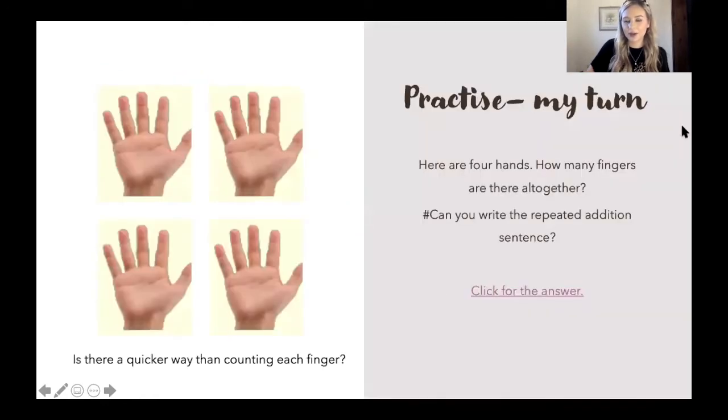So this is going to be my practice, and you can have a go alongside me if you'd like to. Here are 4 hands. How many fingers are there all together? Now what I could do is I could sit and I could count each of the fingers all together, but that would take me quite a while to sit here and count each finger. There must be a quicker way to do it. If you're feeling confident already, then you can have a go at writing the repeated addition sentence. If not, then we're going to have a look now.